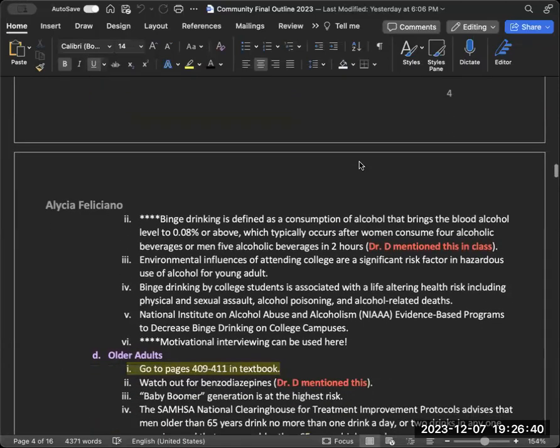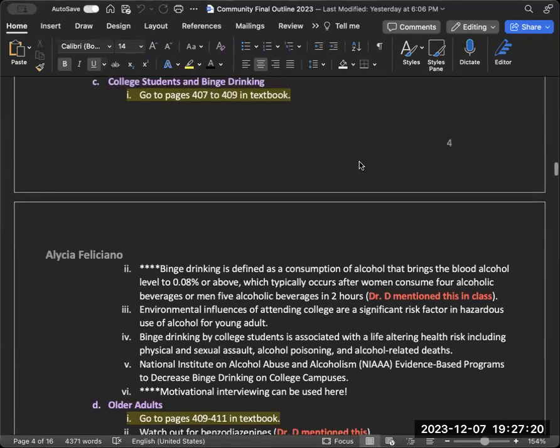And this is what specifically Dr. D mentioned in class, does anybody remember what blood alcohol level is considered intoxicated if they were to perform this little test on you? What the level is? 0.08. Yes. So 0.08% or above is defined as you are intoxicated. For women, if they consume 4 alcoholic beverages or more within 2 hours, or for men, that would be 5 alcoholic beverages in 2 hours. This is what Dr. D mentioned, which I also saw in the textbooks in these sections. So I highlighted it here.